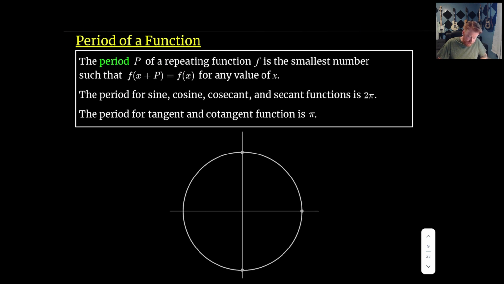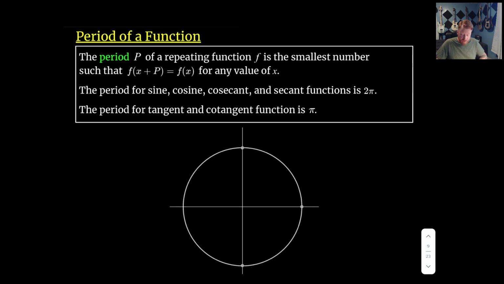All right, I think the last thing that we want to do here is talk about the period of a function, and this will lead us into trig functions, of course. The period p of a repeating function f is the smallest number such that f of x plus p is equal to f of x for any value of x. So not just some of the values of x, but for every value of x.